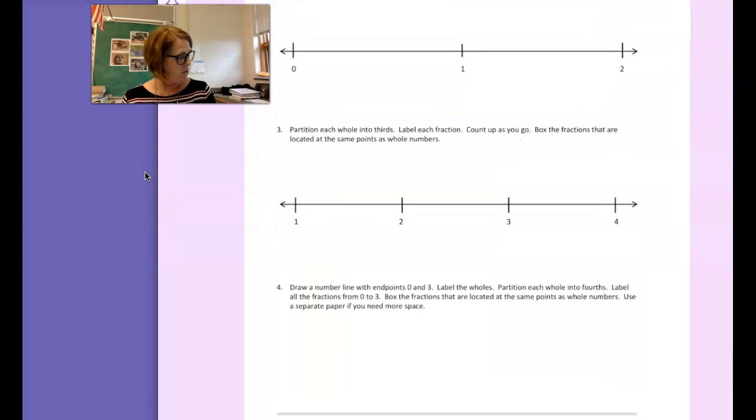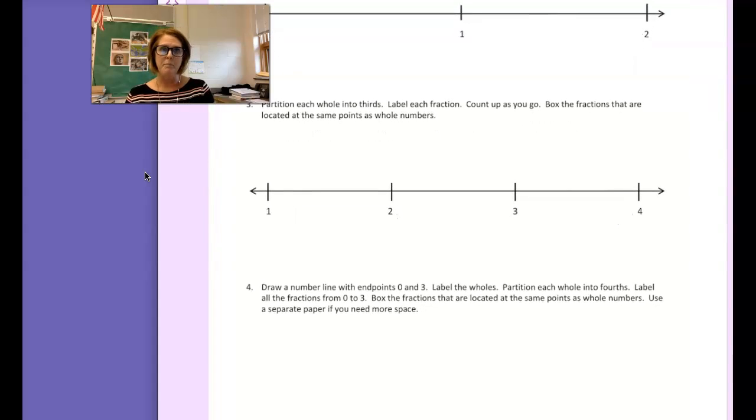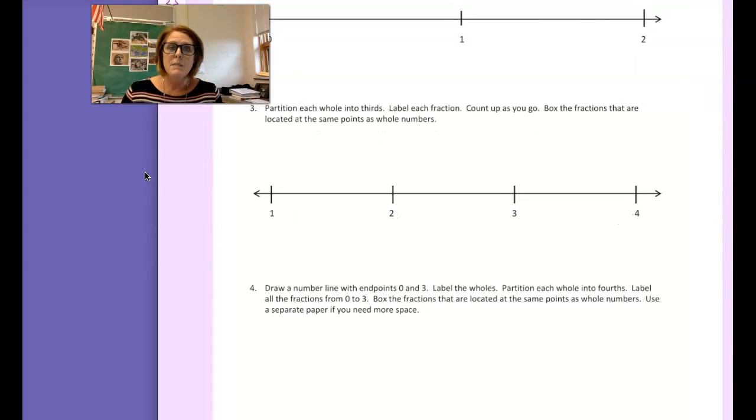Let's take a look at number 3. Number 3 says, partition each whole into thirds. Okay, so let's do that first. Partition each whole into thirds, so that means I put 2 lines in between. Label each fraction. Count up as you go, just like we have been doing. Box the fractions that are located at the same points as whole numbers.